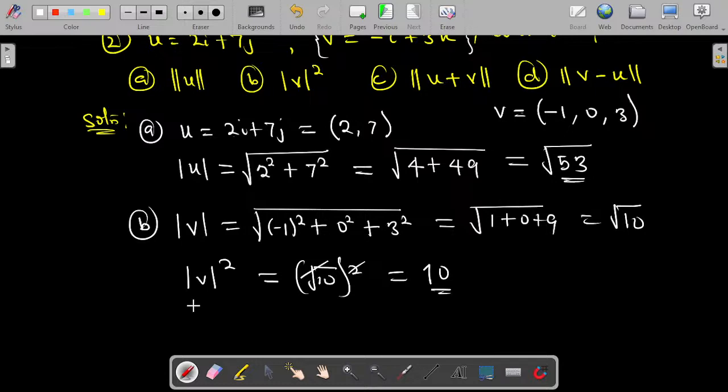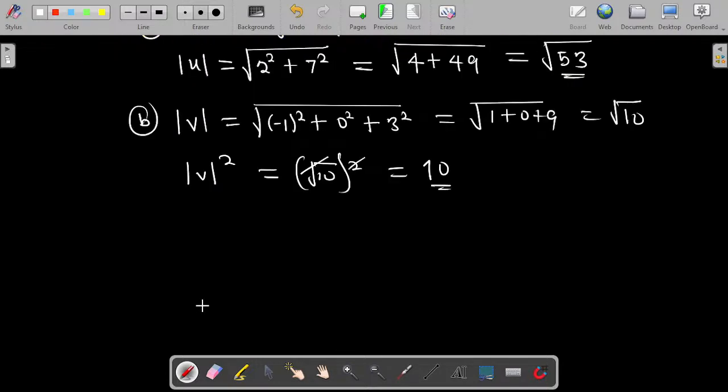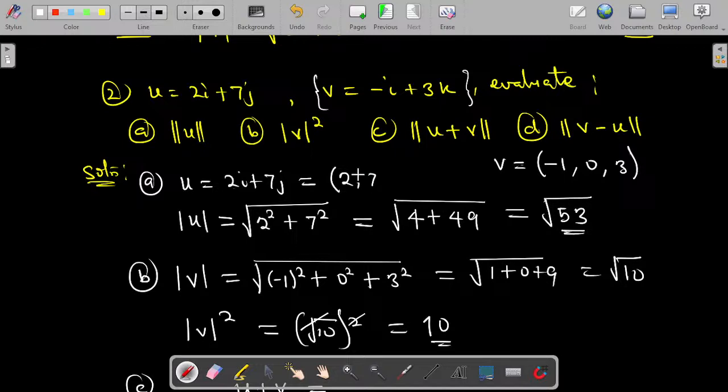Okay, so for example C, for you to get example C now, you need to add your U and your V. I'm going to attach 0 here. All right.